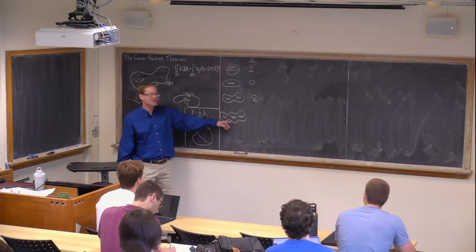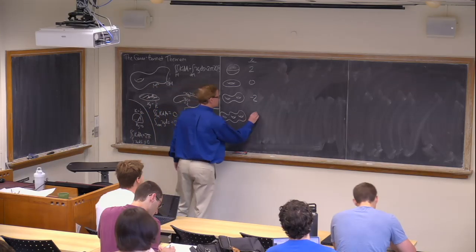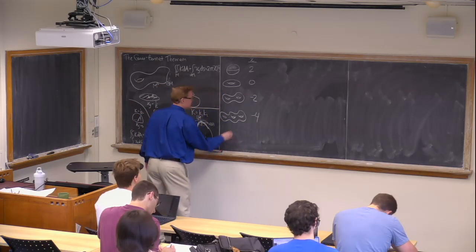Okay, anyone want to guess what the Euler characteristic of this is? -4. Yeah, why not, right? It seems to be a pattern here, right? And so on. You can see the pattern.